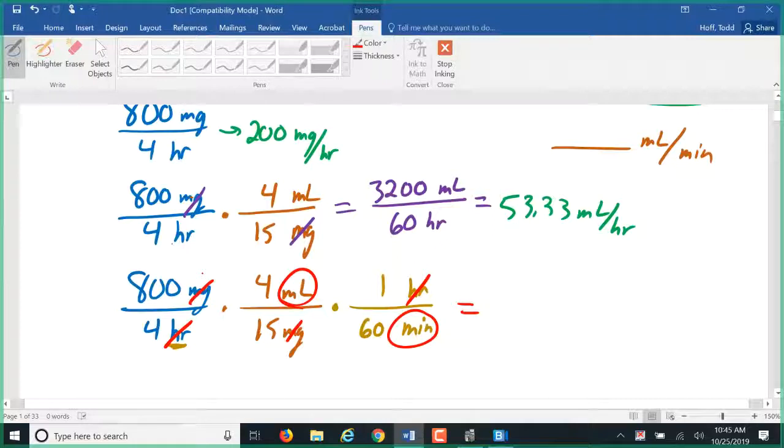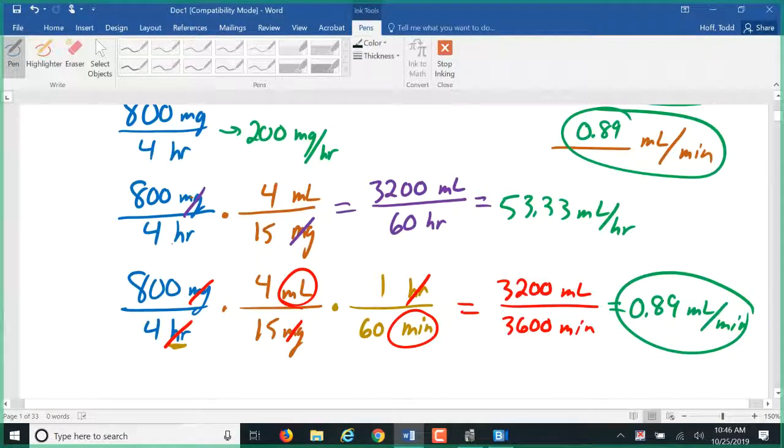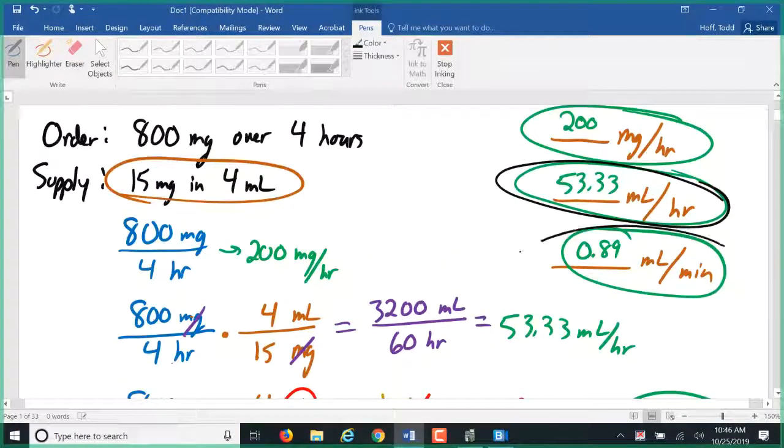So on the top here, 800 times 4 milliliters times 1 is once again 3,200 milliliters. On bottom, 4 times 15 times 60 minutes is 3,600 minutes. If we divide that out, 3,200 divided by 3,600, I believe that comes out to be 0.89 milliliters per minute. Any questions? The most common ones requested are milliliters per hour and milliliters per minute. Yeah, go ahead.